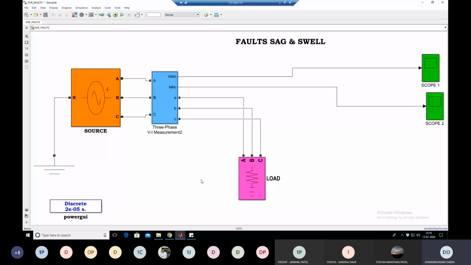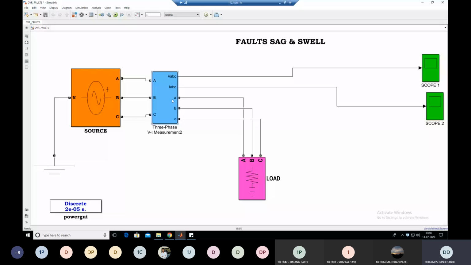So here we first simulate how to create the sag and swell in MATLAB. Here we have a three-phase system. You can see that on the left-hand side we have a three-phase source, and the second block is a three-phase VI measurement block which measures the three-phase voltage and three-phase current. And here we connect the three-phase load.